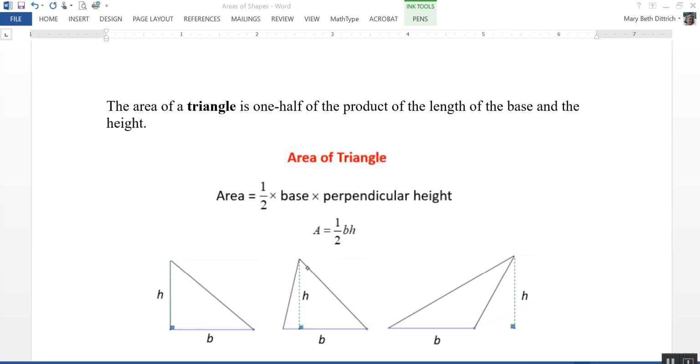Make sure that that is a perpendicular segment from a vertex, perpendicular to the opposite side. And here we have an obtuse triangle. We have one obtuse angle here where the height is actually outside of the triangle. So make sure that you're thinking about extending that base and then dropping a line from that vertex perpendicular to the extension of the base.